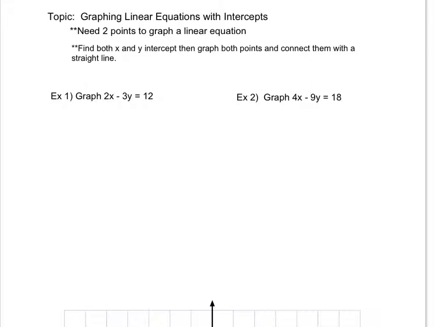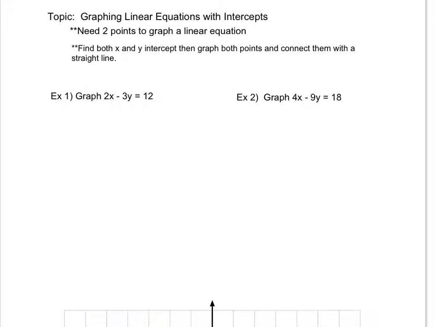It's going to use the same philosophy, the fact that we need 2 points in order to graph a linear equation. The reason we need 2 is because once we find them, we can just connect them with a nice long straight line, since linear equations create straight lines. Using the method with the intercepts, we need to find both your x and your y-intercept, because guess what? That's 2 points. Then we can graph those 2 points and connect them with a straight line. So let's look at 2 examples with this.